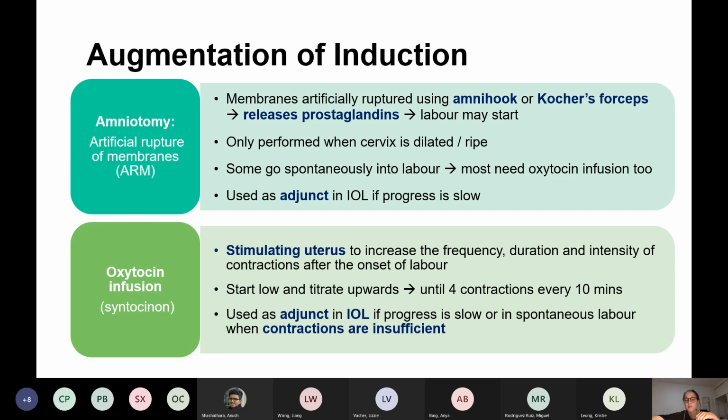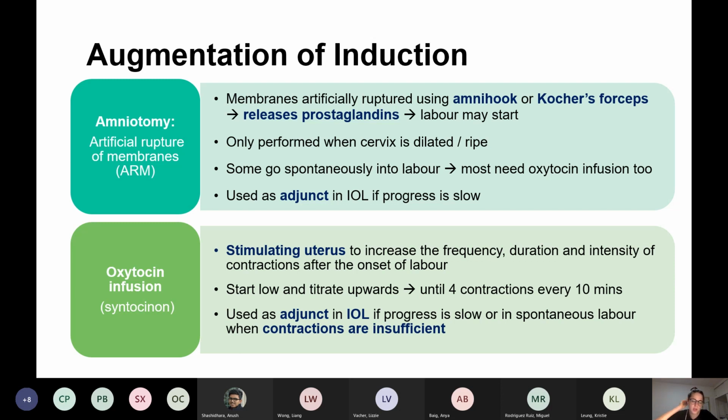But this can only be done when the cervix is dilated or ripened. So that's why you have to do it after you've given prostaglandins, and you wouldn't do it on its own. Sometimes when you do it, if you've given prostaglandins or a Cook's balloon, some people will go spontaneously into labour. Other times you need to give an oxytocin infusion. So often it comes hand in hand with an oxytocin infusion, and it's used as an adjunct to induction of labour if progress is slow. So if you've done it and the woman's not progressing, you might use artificial rupture of membranes.